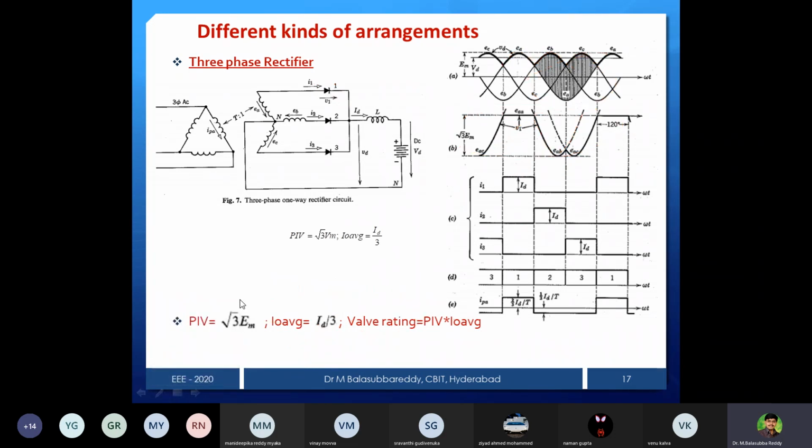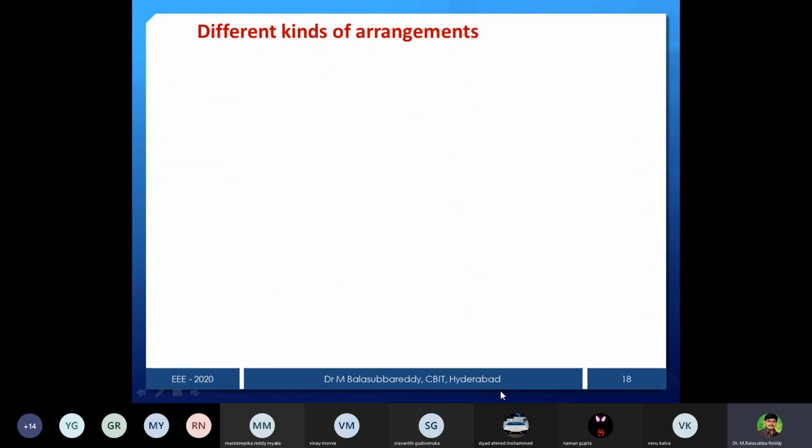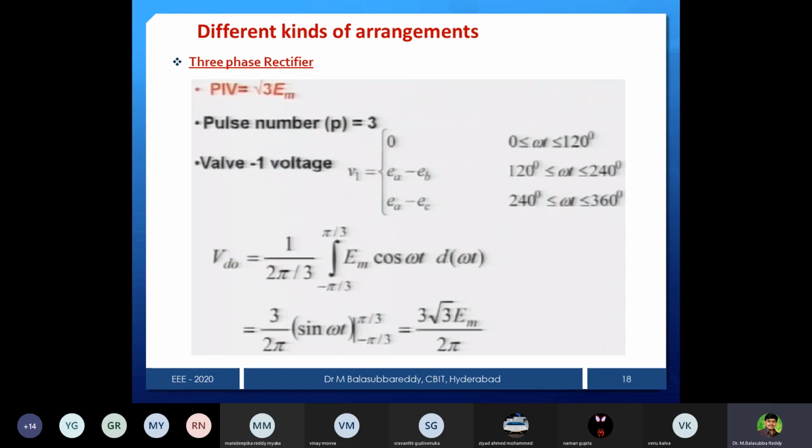The output voltage, peak inverse voltage is root 3 Vm, load current is Id by 3, and valve rating is nothing but the peak inverse voltage into Id naught V. This peak inverse voltage root 3, then Id by 3, you will get the peak inverse voltage, I mean the valve rating. And this derivation is also known to you.